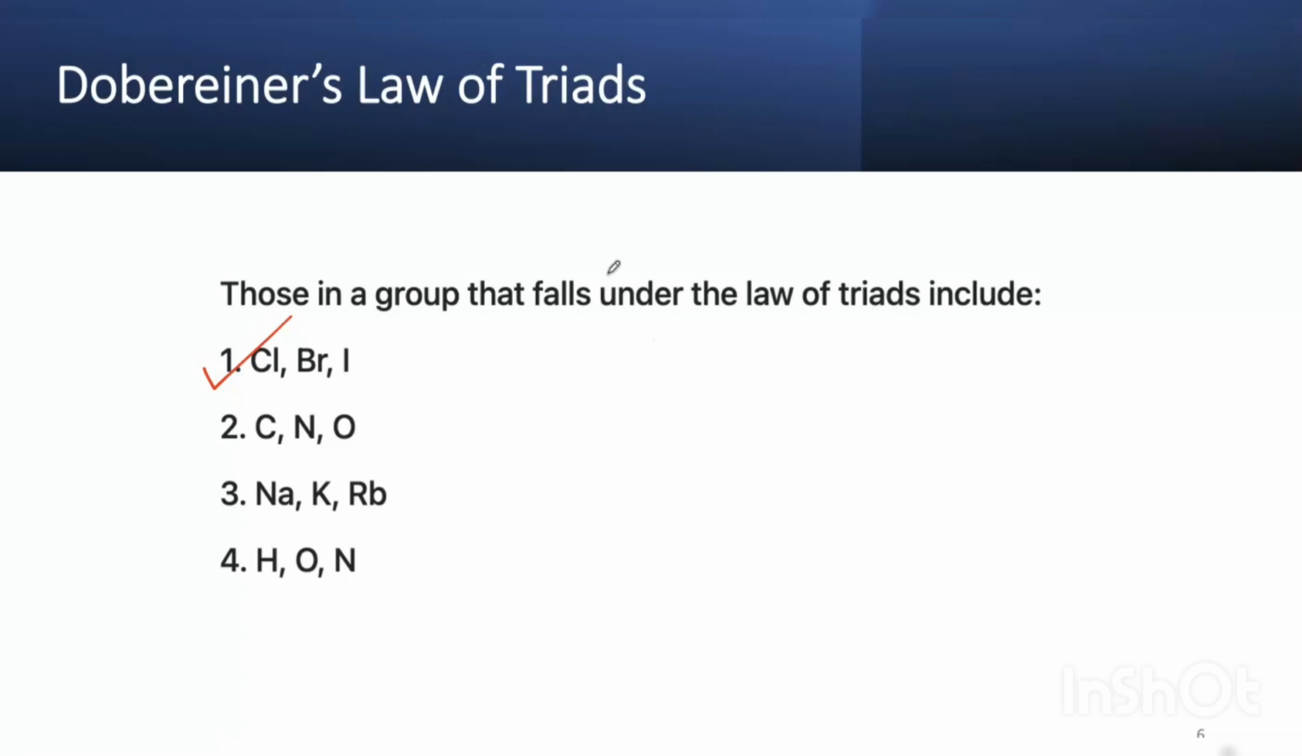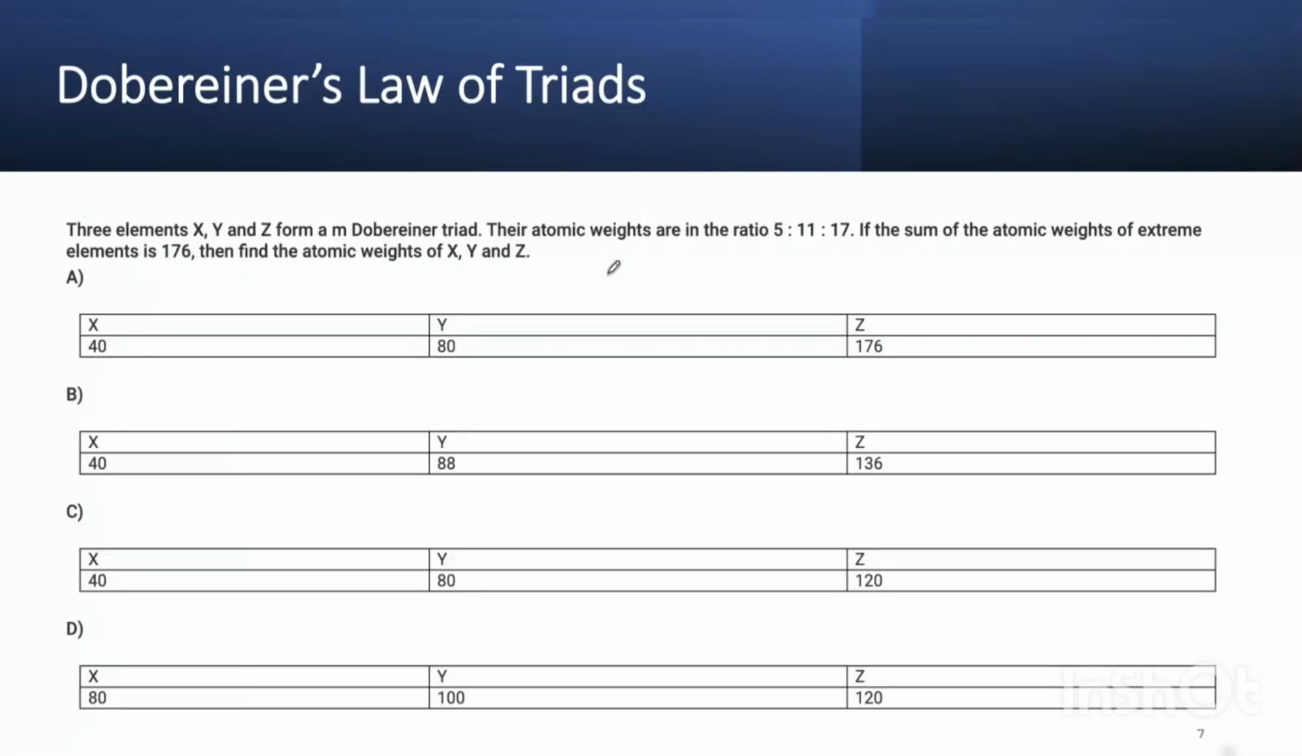described by Dobereiner. Now coming to the second question: three elements X, Y and Z form a Dobereiner triad.